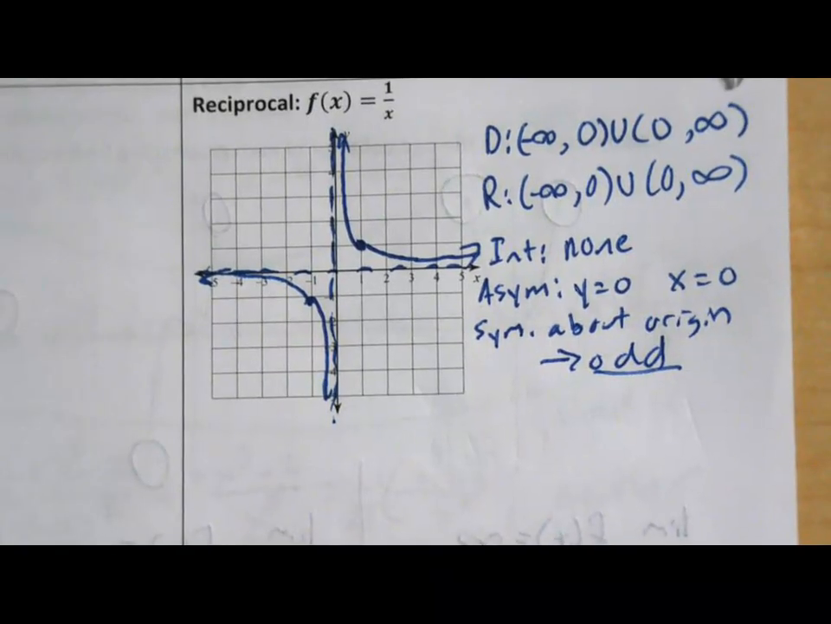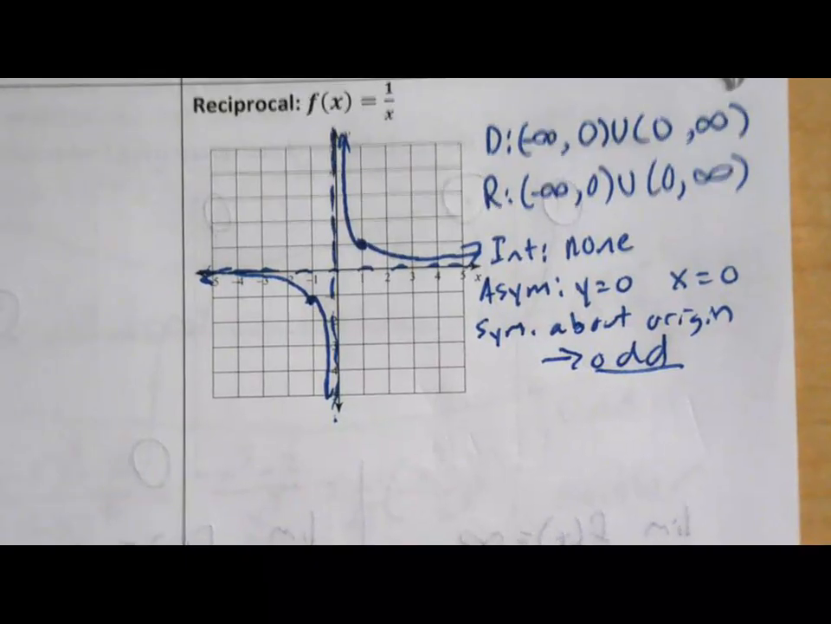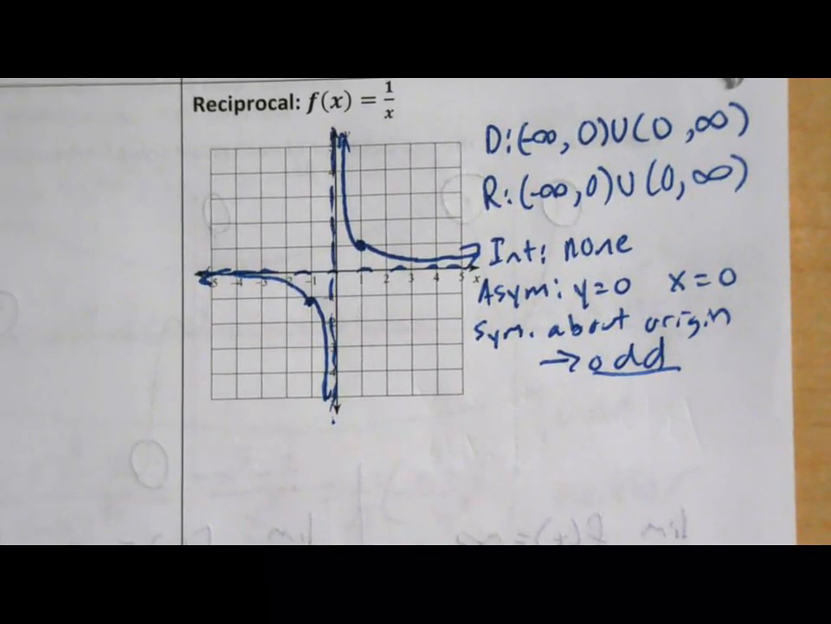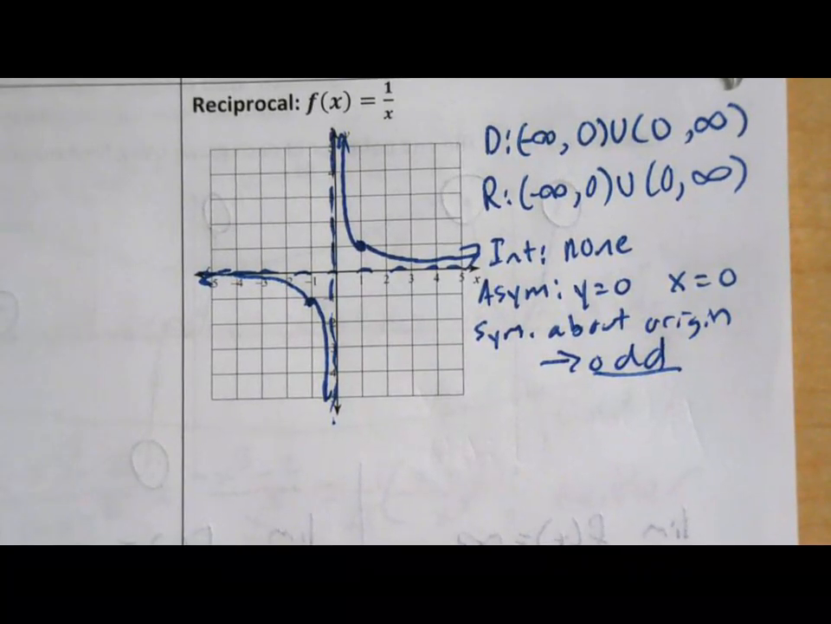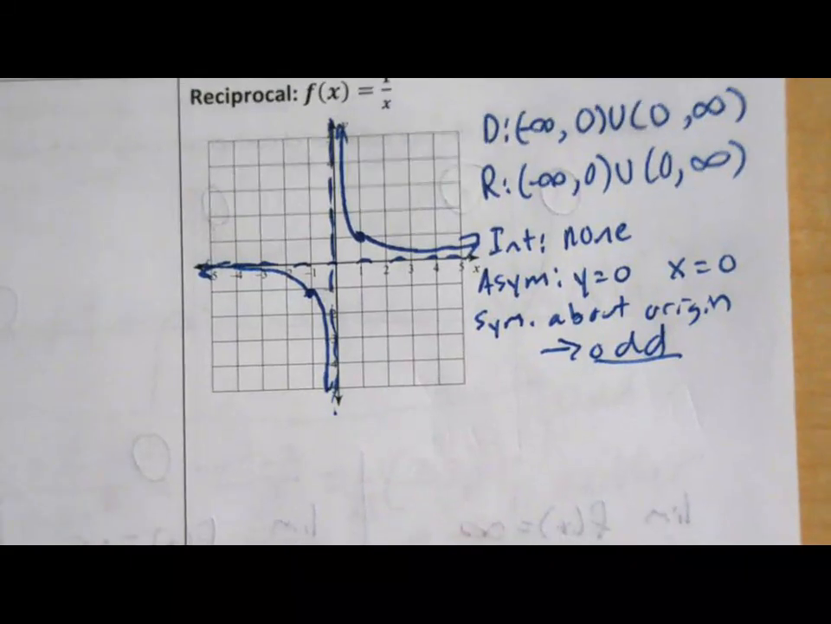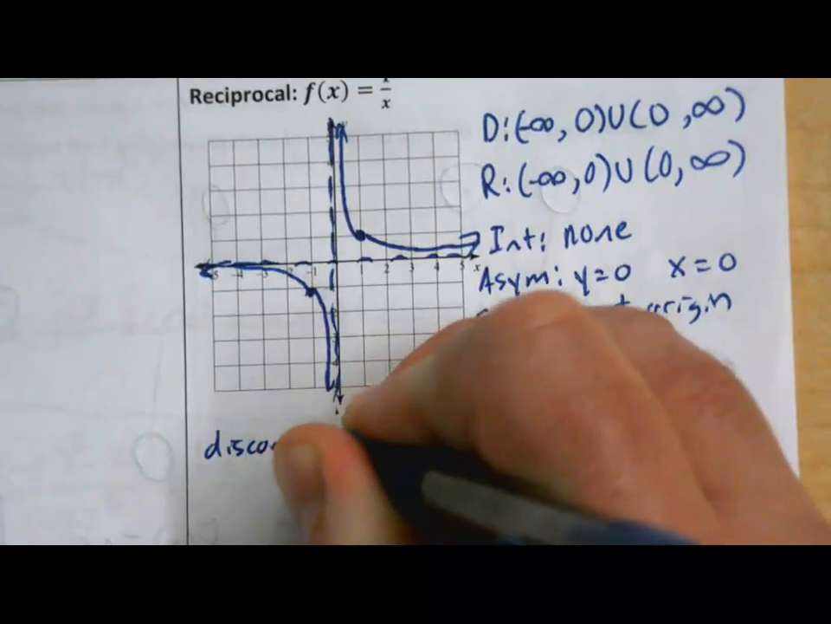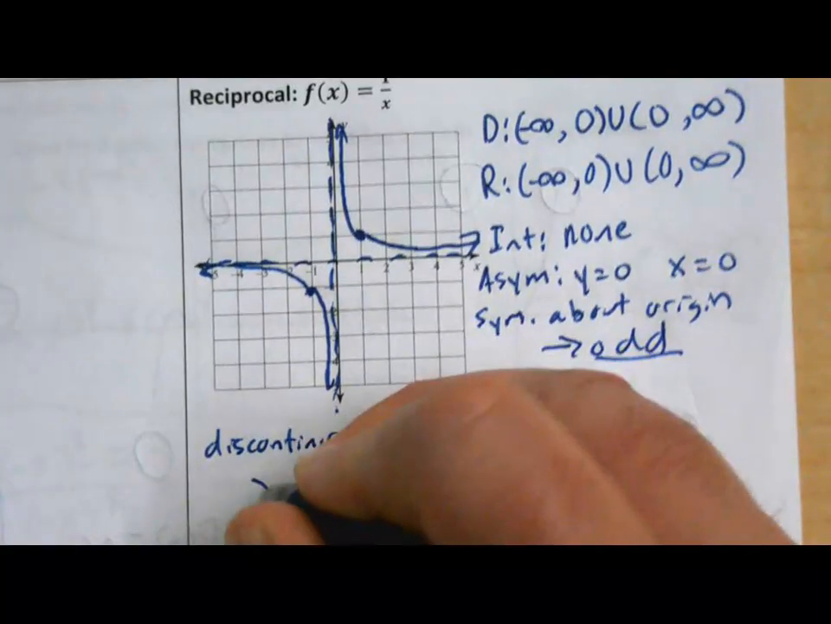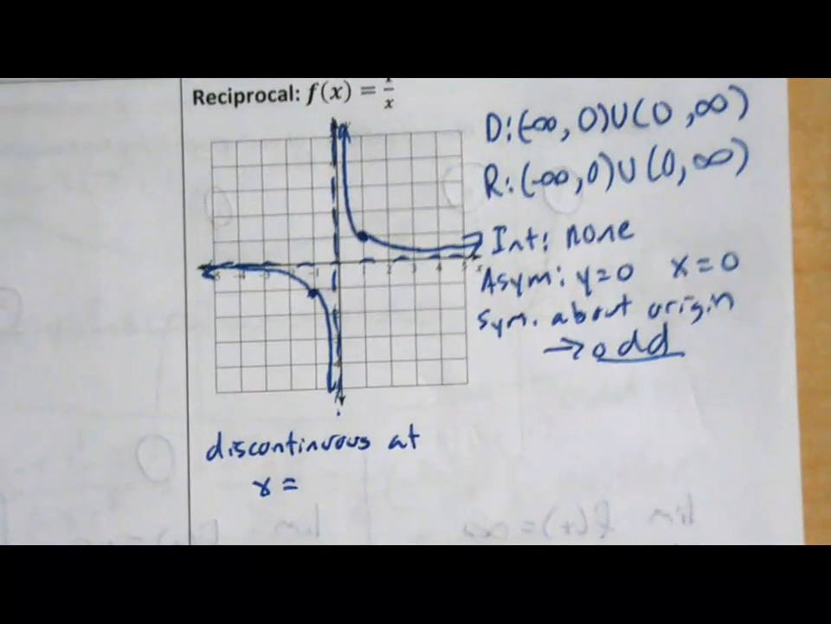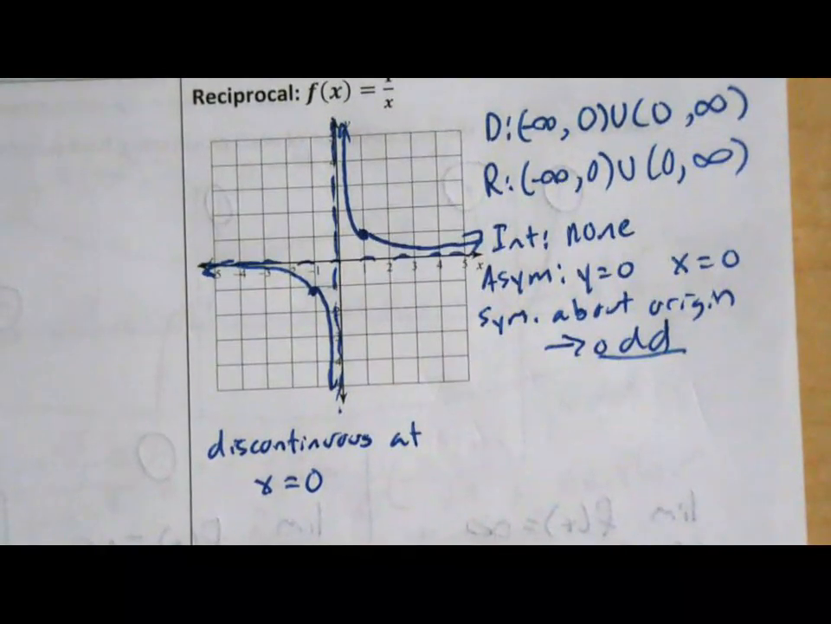Moving forward with continuity, I just needed you to tell me if it's continuous or not, and if it's not, give me the x value where it's not continuous. So this function is continuous or discontinuous? It is discontinuous at x equals 0. There's a discontinuity when x is 0.